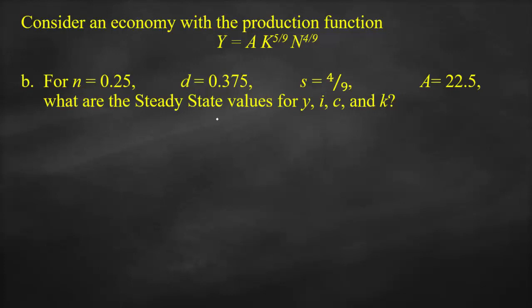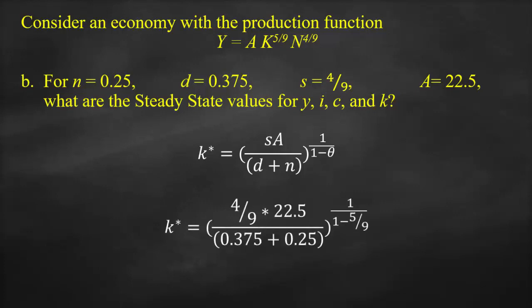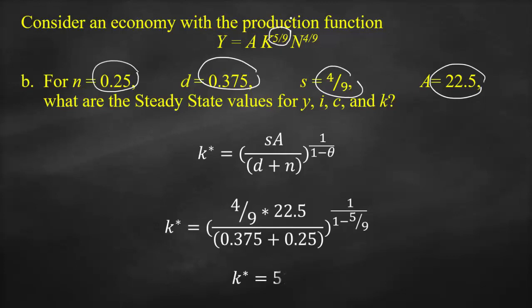From the previous videos, we get our capital at the steady state, which is savings rate multiplied by technology divided by depreciation rate plus population growth, all of this to the power 1 over 1 minus theta. So let's substitute. What's our saving rate? 4 over 9. What's our A? 22.5, divided by what's our depreciation rate? 37.5 plus what's our population growth? 0.25. All this to the power 1 over 1 minus theta. Where is our theta? 5 over 9. Use your calculator, you will get our capital per capita at the steady state, which is equal to 512.